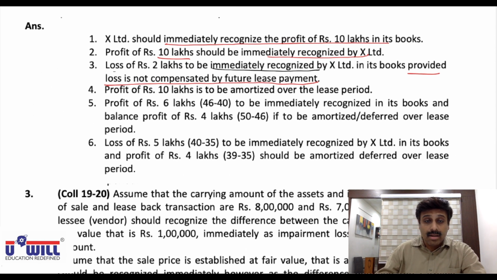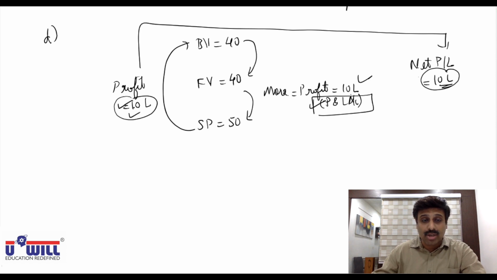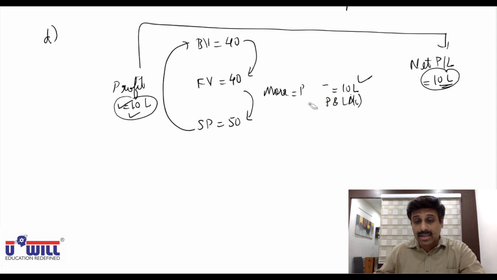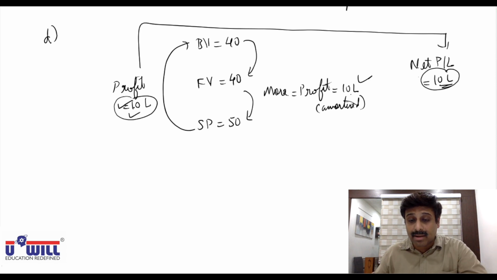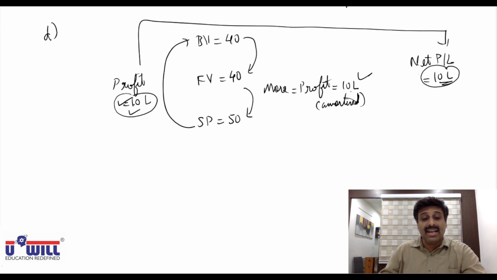Here the profit of 10 lakhs is to be amortized over the lease period. We discussed that it is amortized only, not taken immediately to the P&L account. So in the current situation, this profit of rupees 10 lakhs is to be amortized. We discussed that in the upper one, the loss would be taken to P&L immediately. In the lower one, the profit would be amortized. So this would be amortized over the lease period, and the left side 10 lakhs is already covered in this 10 lakhs. So there is no excess amount whose effect is to be given.